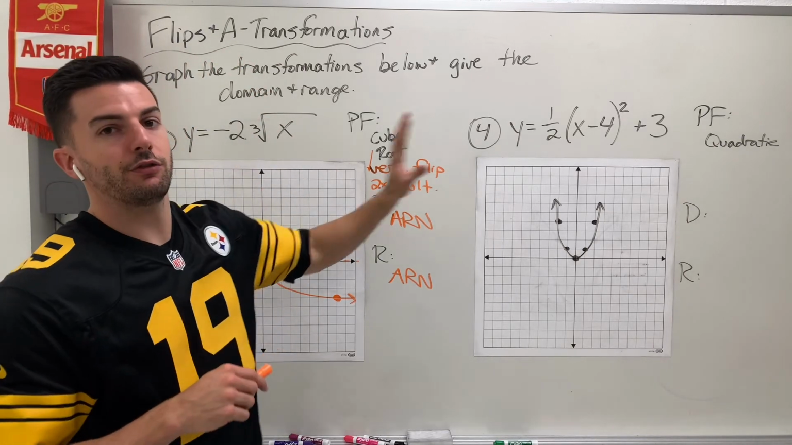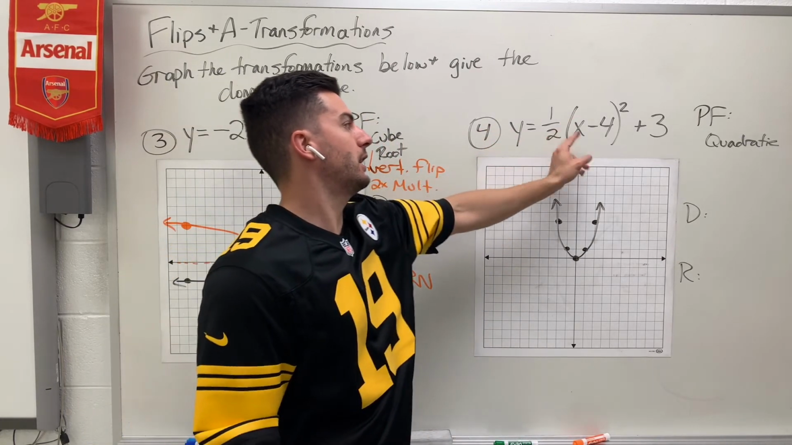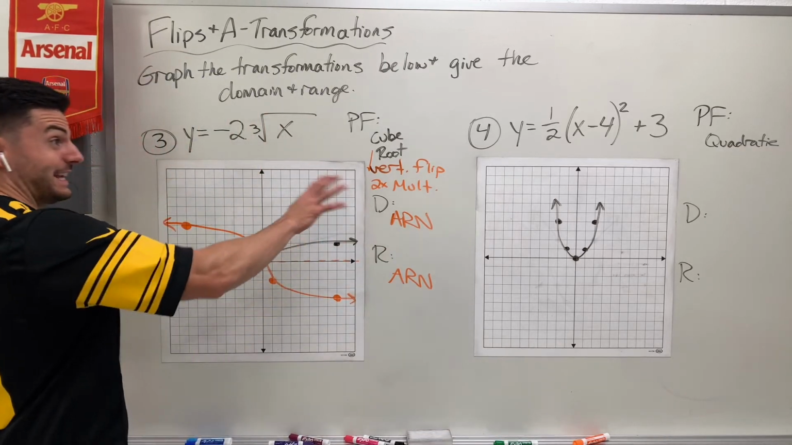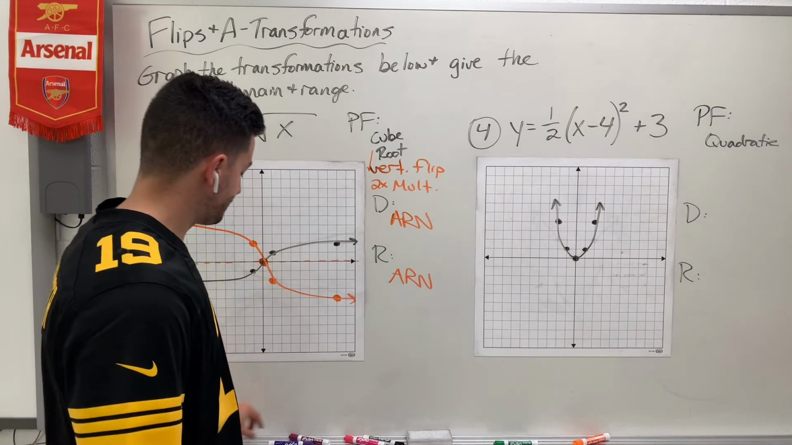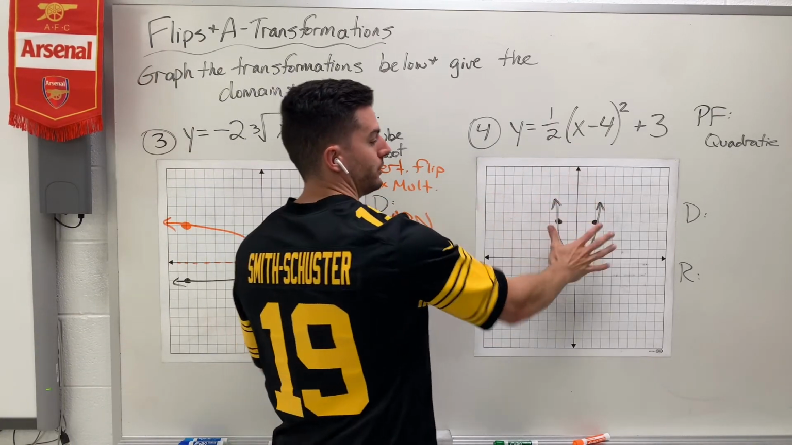Okay, now number 4, tricky. Okay, number 4, y equals 1/2 times (x minus 4) squared plus 3. This looks tricky, but I think this one, number 4, is actually going to be easier than this one was. Okay, so if we look at number 4, it's quadratic, so I drew that up there.